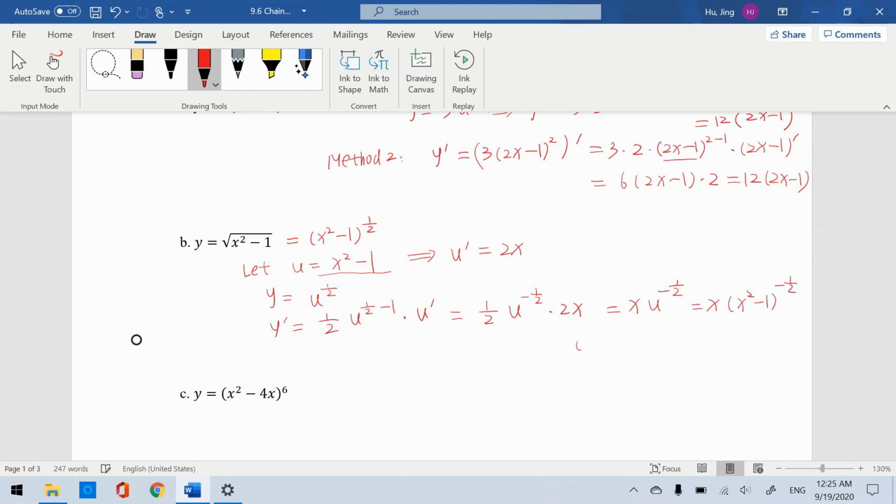You could put it there, or you could just put x here, then go back to the radical, the square root. Negative, you go to the denominator. The 1/2 is the square root.